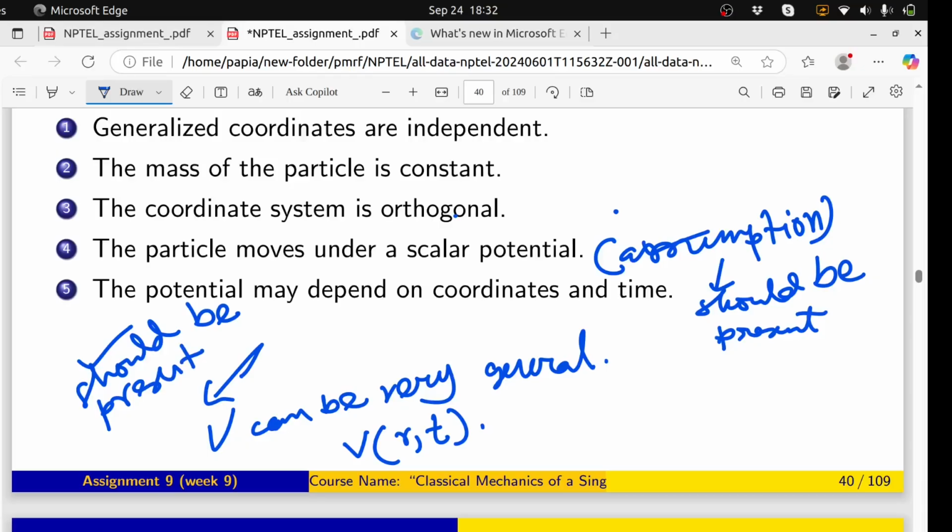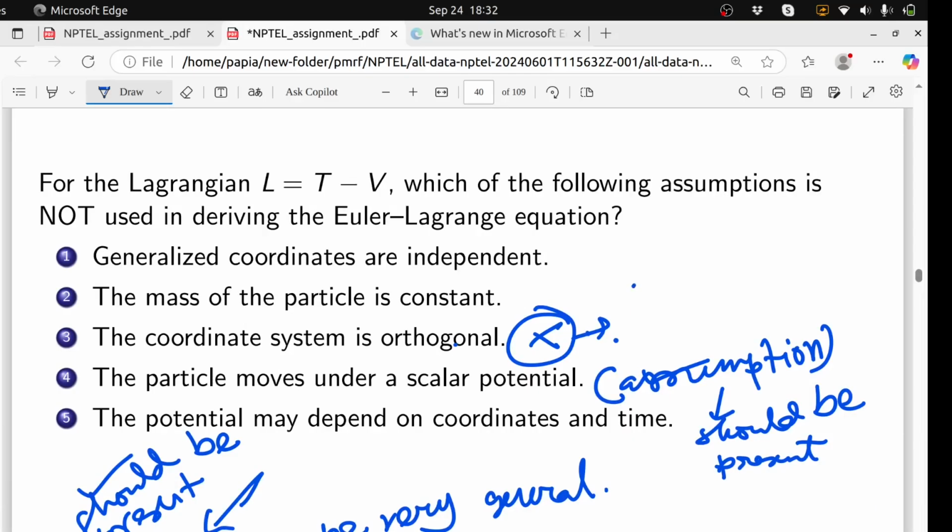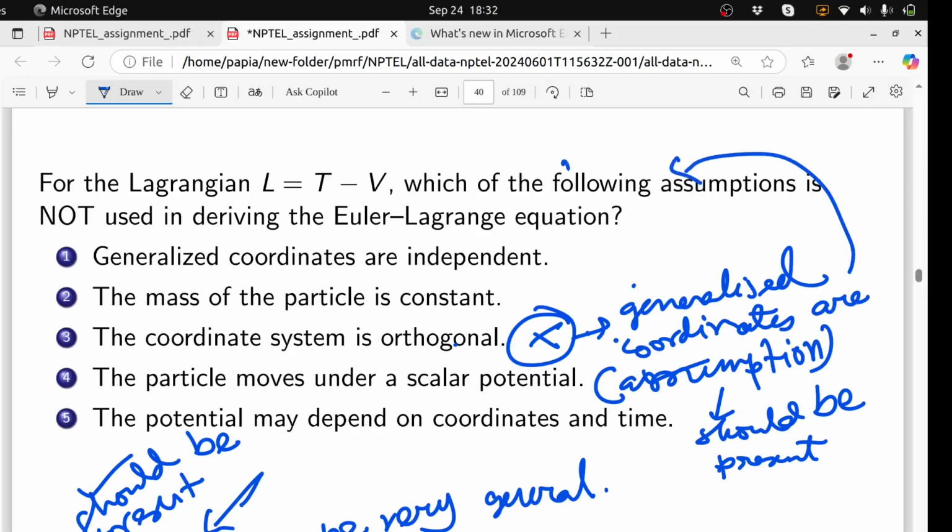The coordinate system is orthogonal. No, we don't want it. It is not useful, because obviously generalized coordinates are not orthogonal. Okay, so this is not used in deriving the equation. Now the mass of the particle is constant, that is also true. Generalized coordinates are independent, that is also true.